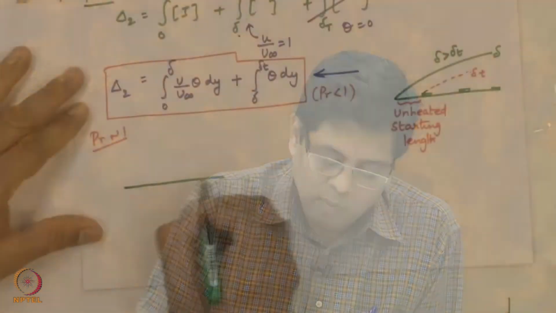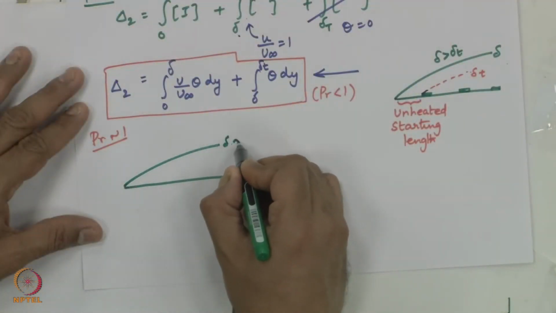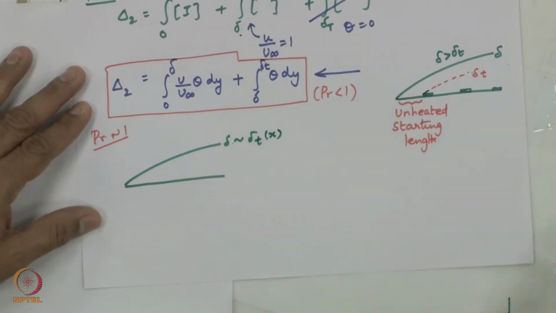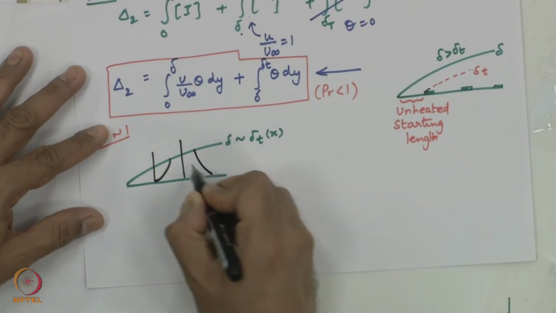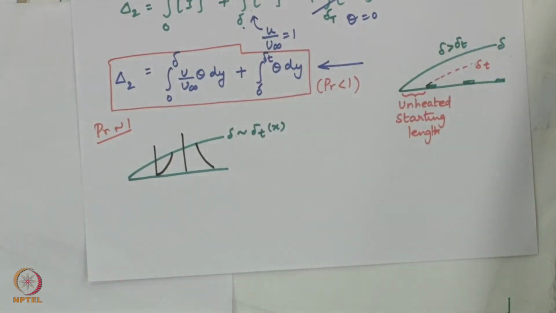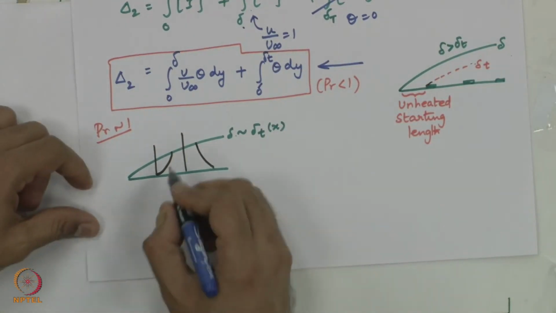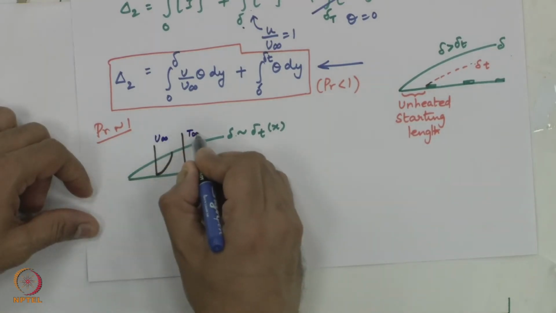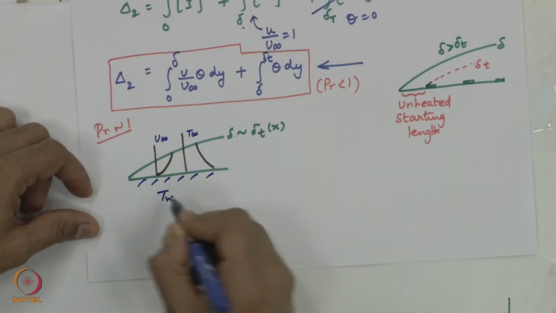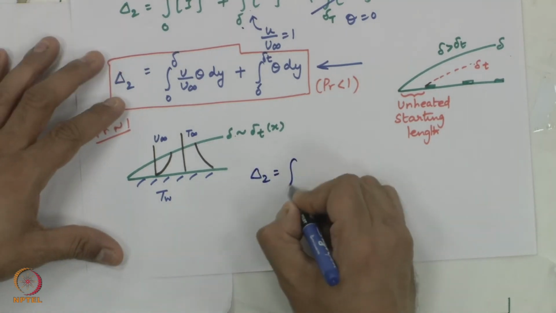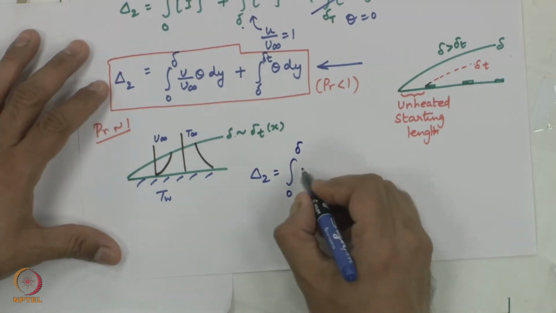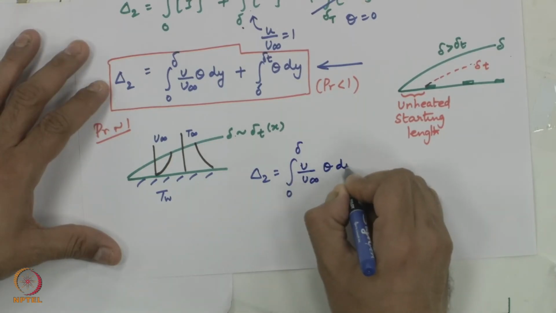Now, when you have Prandtl number of the order of 1, both the hydrodynamic and the thermal boundary layer are going to be similar in nature, and my enthalpy thickness is going to be obtained just by integration from 0 to delta. So, this is u infinity, t infinity here, this is t wall here. Okay. So, let me write the evaluation of the enthalpy thickness. Delta 2 is now 0 to delta or delta t, u by u infinity theta dy.